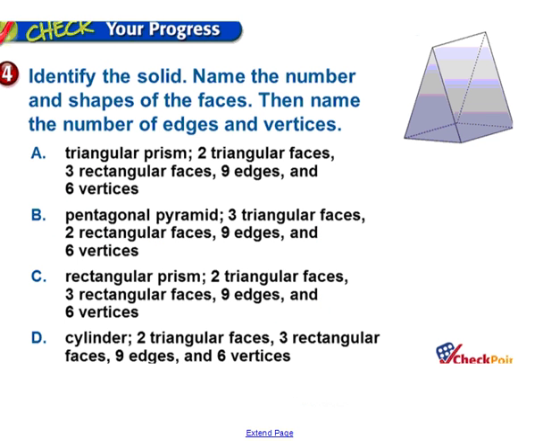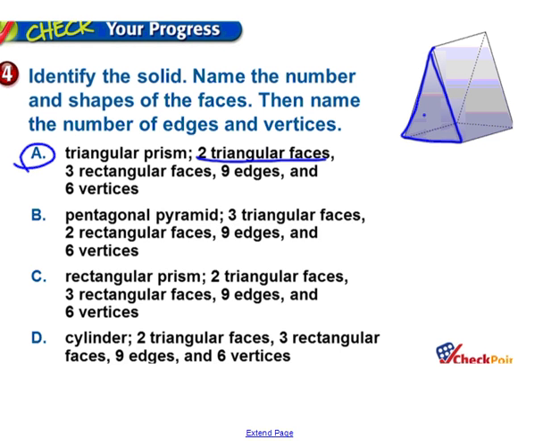Identify the solid. Name the number and shapes of the faces. Then name the number of edges and the vertices. Well, this is a triangle here. All right, so it's a triangular prism. I think it's going to be A because that's the only one that says it has a triangular prism. It has 2 regular triangular faces. There's one here and one on the back side.